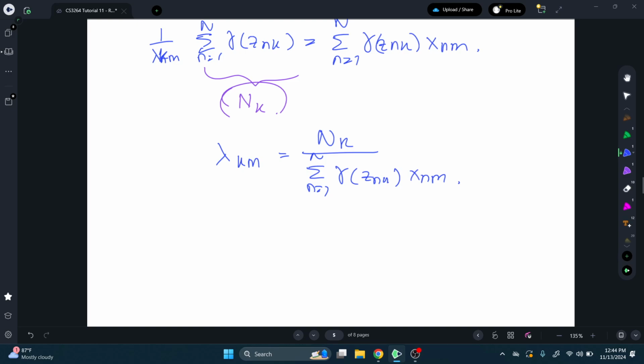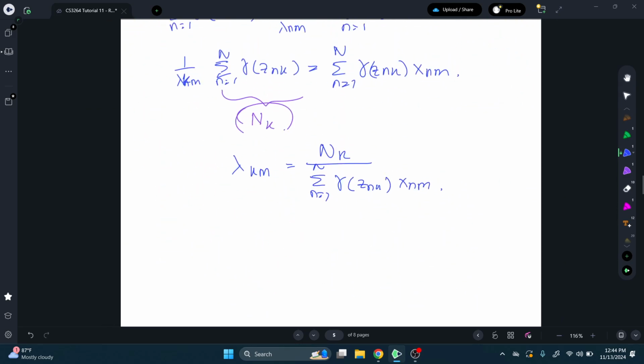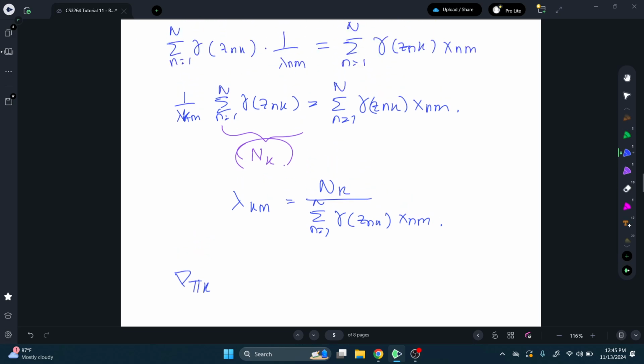Okay, so now this is my lambda km. Once I found out the lambda km, the last part is to actually determine how to get this pi of k. Okay, so now we want to determine how to get the pi of k. Set this pi of k to be equal to 0. However, the pi of k is a bit difficult because there's a certain constraint.